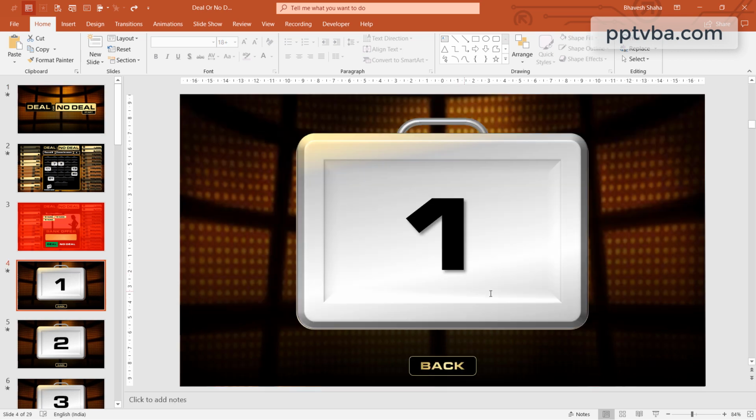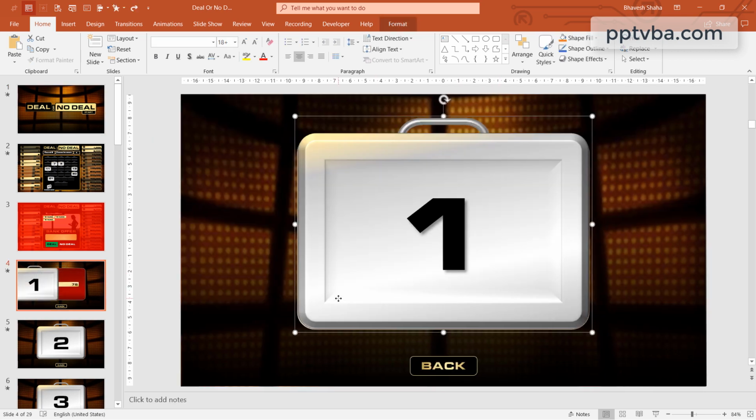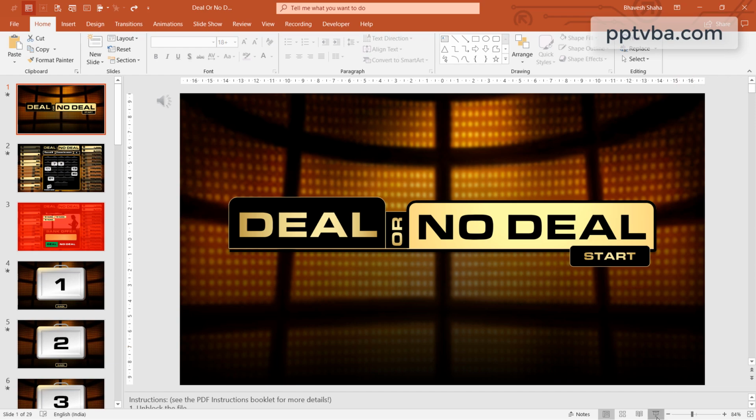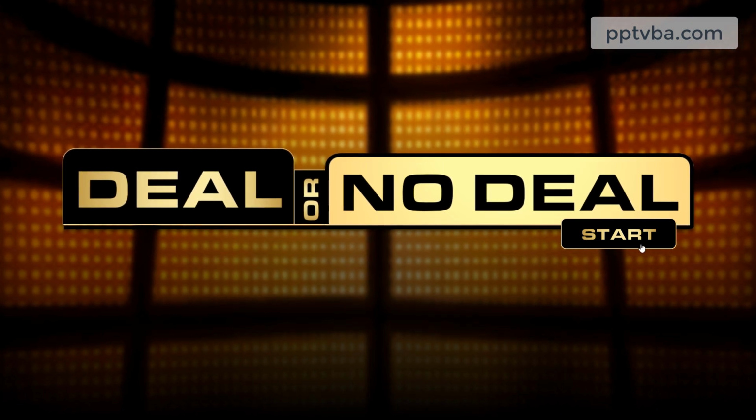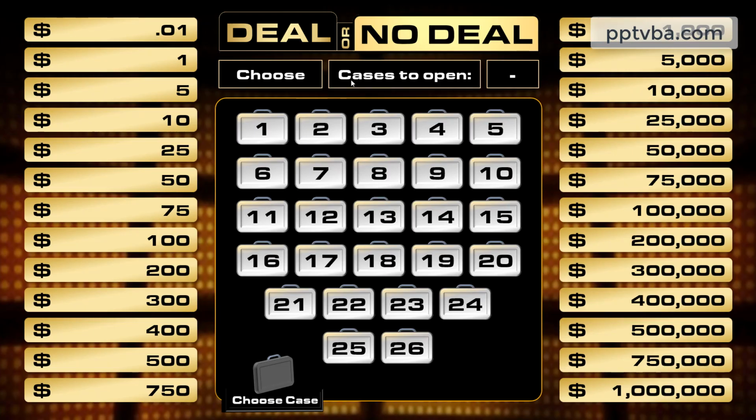There are 26 cases in the deal or no deal PowerPoint template. Each case has a value that gets automatically shuffled when the game is played. So here is the best PowerPoint deal or no deal template. Let's get started. Initially, you need to choose one case and that will be with you throughout the game.